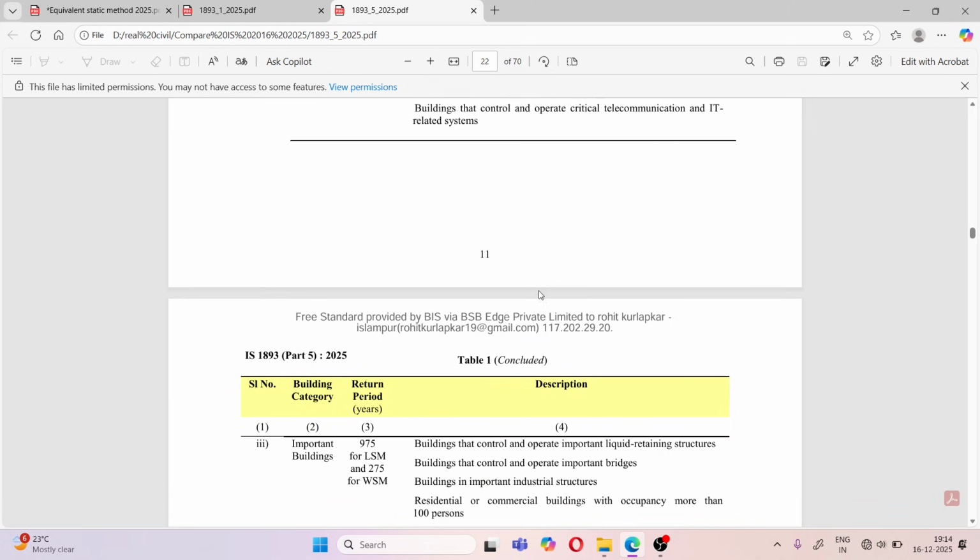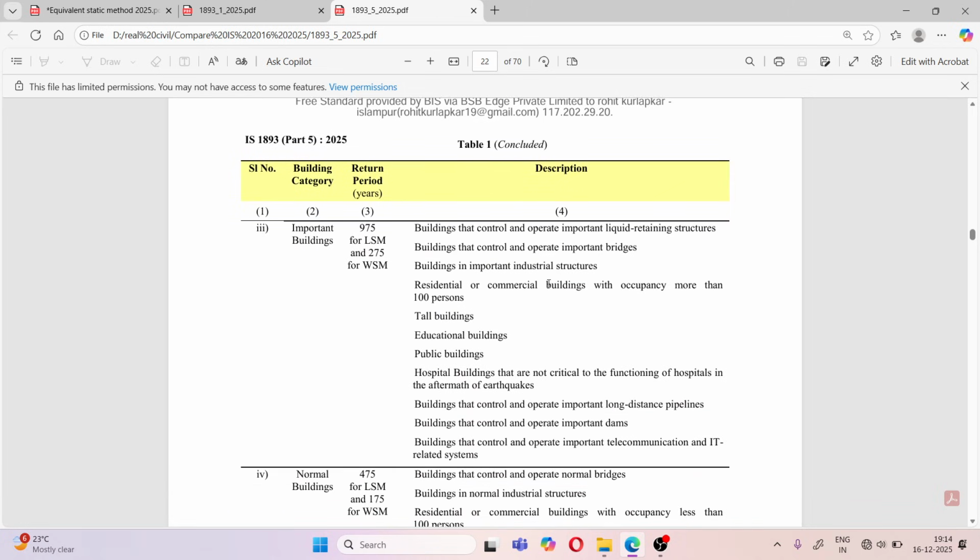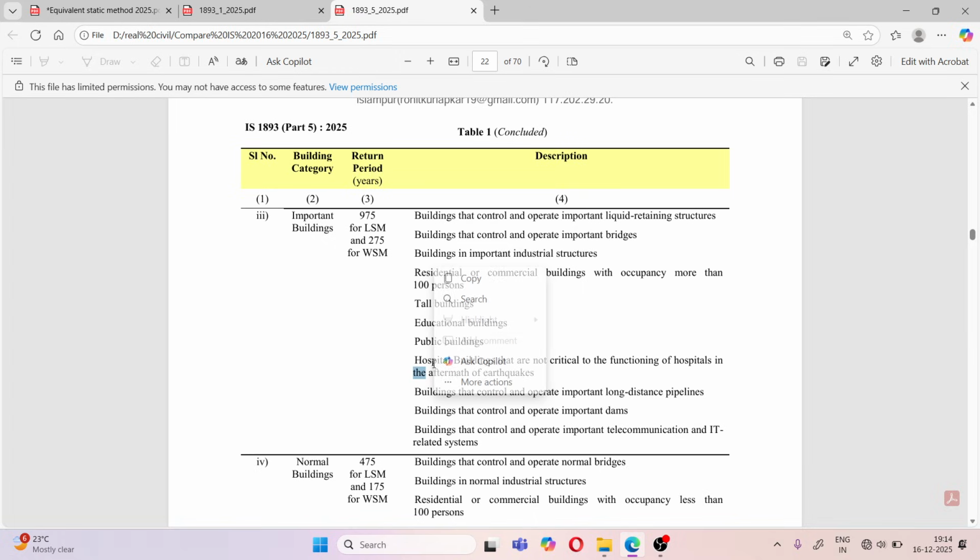Our building is a hospital building, and there are so many options like residential or commercial building with occupancy more than 100, educational building, public building. We have assumed here our hospital building that is not critical to the functioning of the hospital in the aftermath of the earthquake. You can check the type of building you are going to design and choose the category. So this period is important, 975 for LSM.